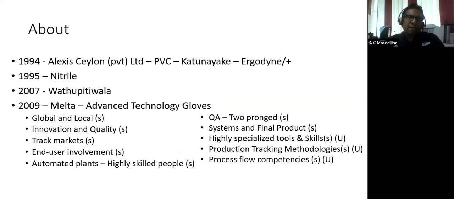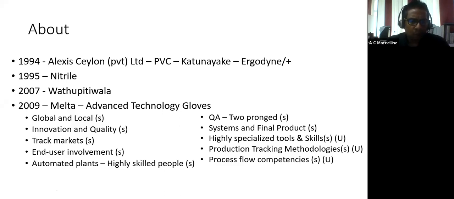Just to give you a further brief background, I'm sure you have done this as well, but if you have missed something out, then you will know exactly what else you need to cover, or what else you need to see. So in 1995, Alexis Ceylon at Katnayaka, then Nitrel, then Vatupitiwala. Then in 2009, they created Melta, advanced technology gloves. That's what they are believing in. So you can see what they are about.